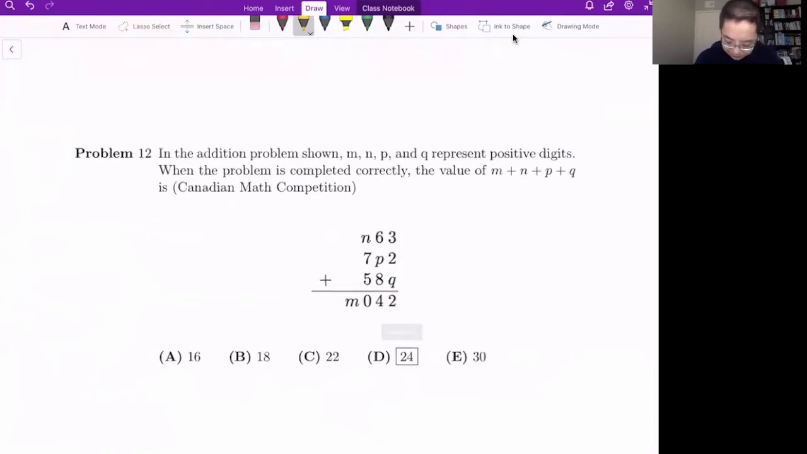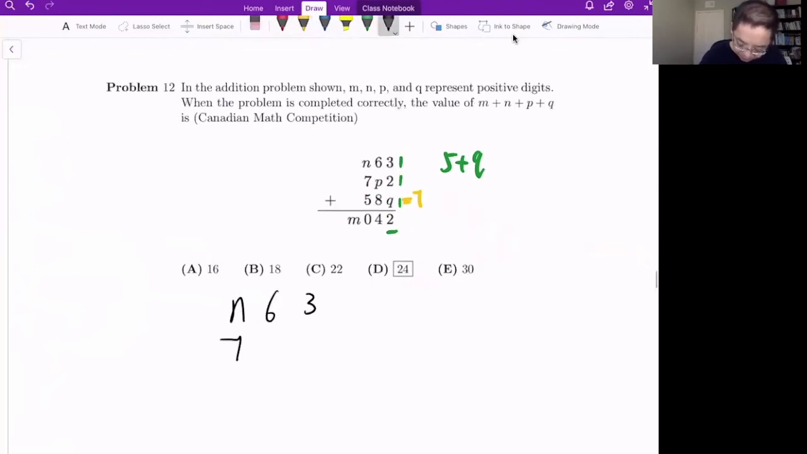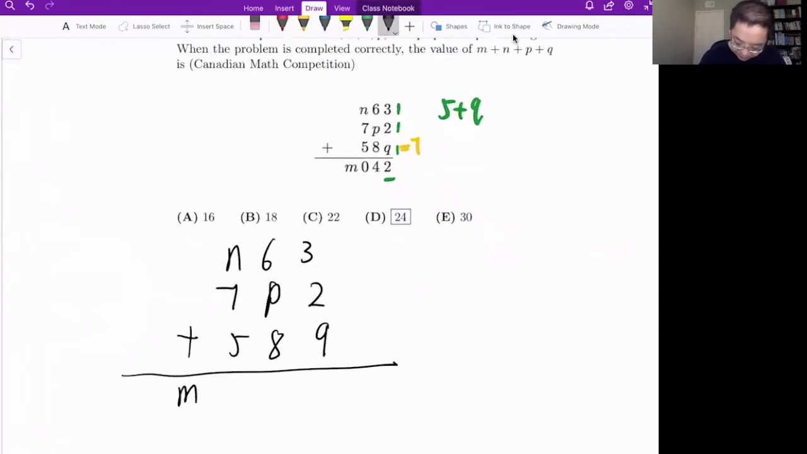All right. Maybe let me write it bigger. So it's n 6 3 7 p 2 5 8 q. They add together to n 0 4 2. Right. Okay. So this one is q. All right. So as we just said, this has to be 7 in order to come up with 2.